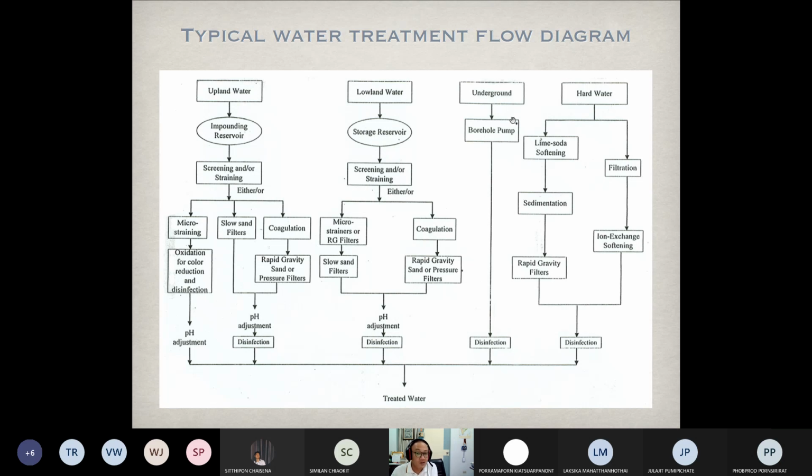So if the groundwater is hard water, some extra steps may be required, for example, lime soda softening. We apply lime to precipitate calcium and magnesium. That is why next we need to provide sedimentation tanks, and we still need rapid sand filters, and of course the disinfection before distributing the water to the community. So if it's hard water, our process will be a little more complicated. Mostly they are chemical processes.